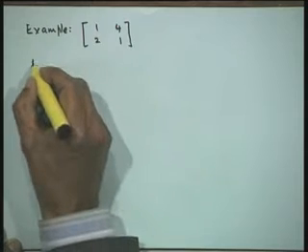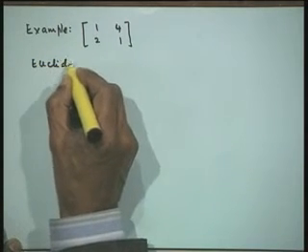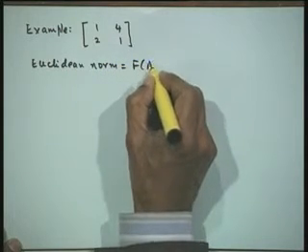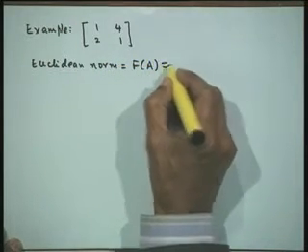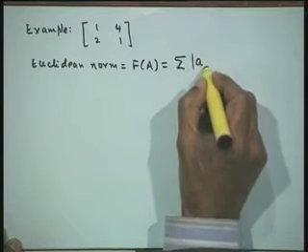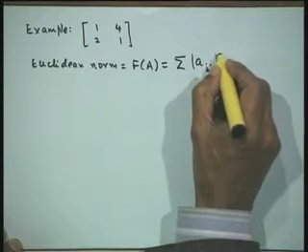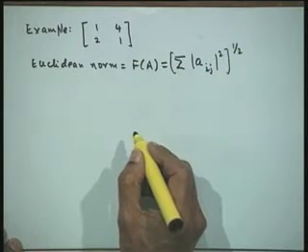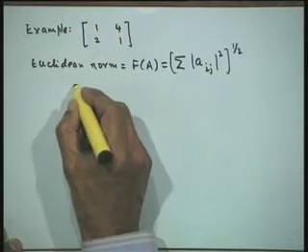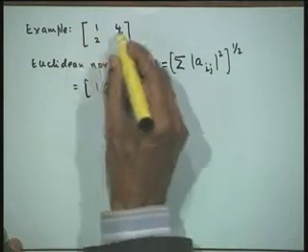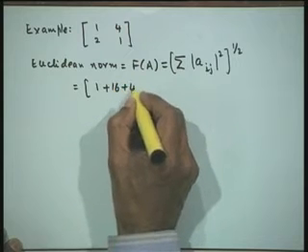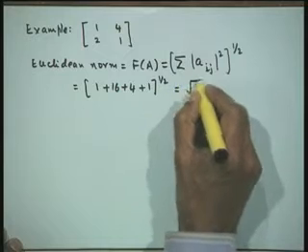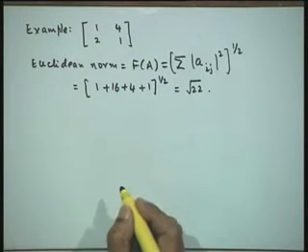Now, the first norm that we have defined is the Euclidean norm, which we denoted by f of a, and this definition was summation of absolute values of all the elements, square of that, then we take square root of this sum. Therefore, this will give us squares of all these elements, 1 plus 16 plus 4 plus 1 to the power of half. So, that gives us root 22 as the measure if you take the Euclidean norm.